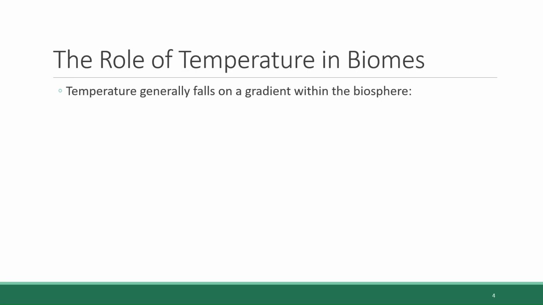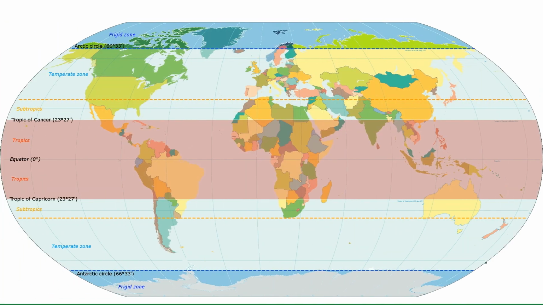We'll start with temperature. On Earth, temperature generally falls on a gradient, wherein hotter temperatures are observed at the equator and colder temperatures are observed at the poles. Remember from our climate chapter that this is because the equator gets more concentrated insolation compared to the poles, which receive their sunlight at a more dispersed angle. Based on this temperature gradient, several different zones have been designated based on their latitude.